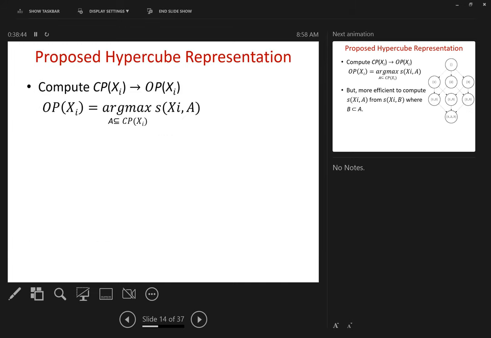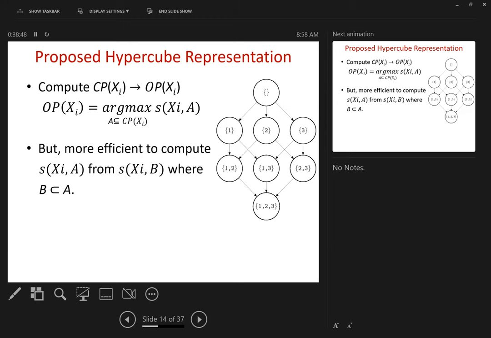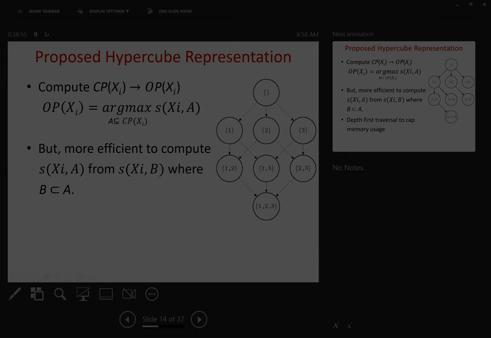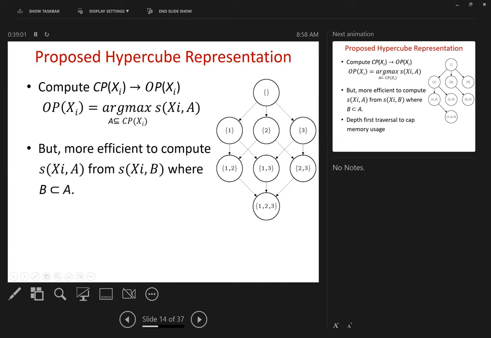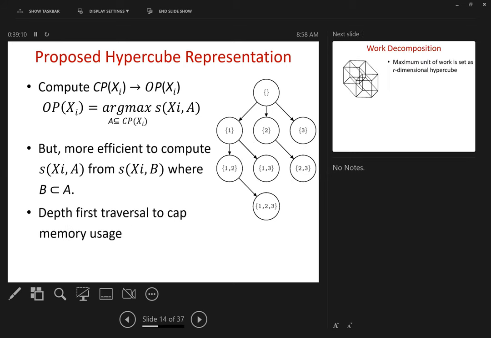Okay, so how do you compute the optimal parent set from a candidate parent set? So this will be like exploring a subset lattice, right? So you have a candidate parent set, the largest of which is here at the bottom, and you want to consider every subset of this and so forth. So there's a subset lattice. And it turns out that if you don't compute everything directly, but compute it from a subset that has one element less, then you can compute it faster. So we basically compute this in a depth-first search manner so that you minimize the memory usage and so forth.